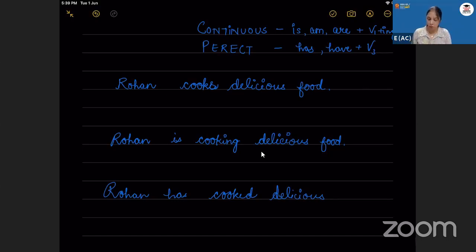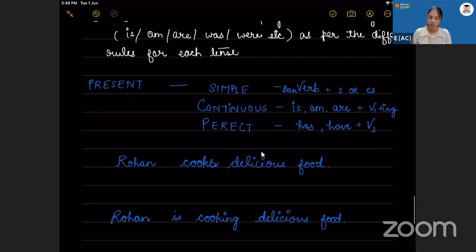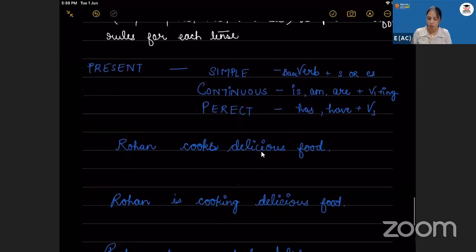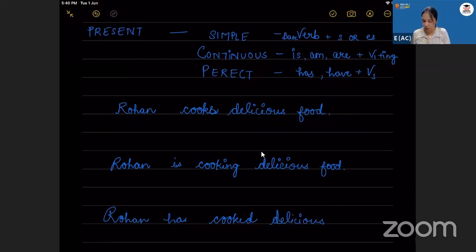Now you will have to see as per the different rules for each tense. The auxiliary verb you have to change here, you will have to be very careful while doing it. For simple present tense, it is is, am, are plus the third form of the verb, which is mandatory; we will use the past participle. Subject is Rohan and food is object.